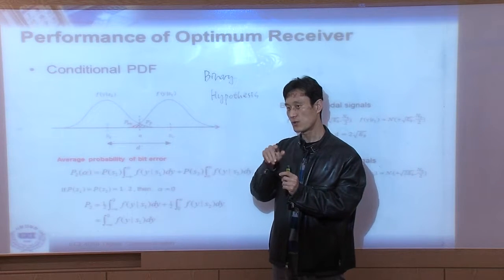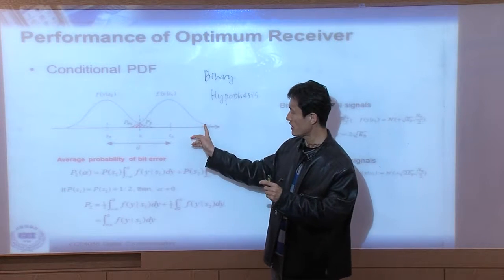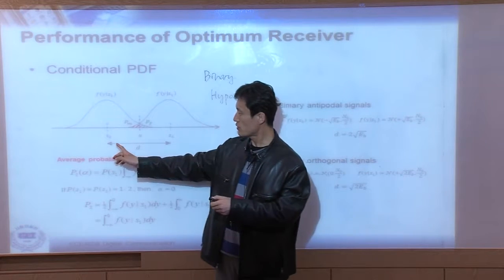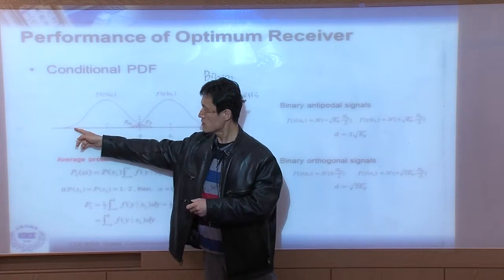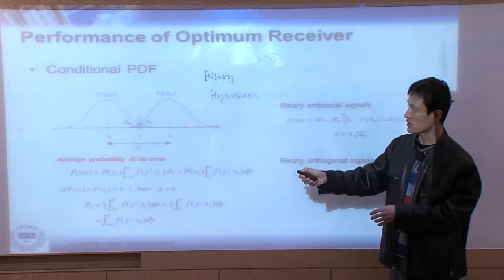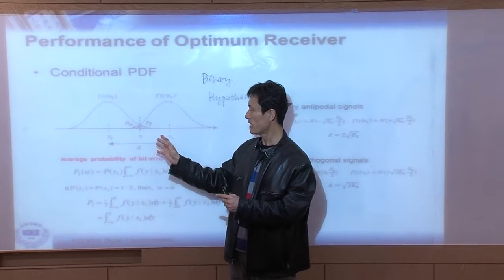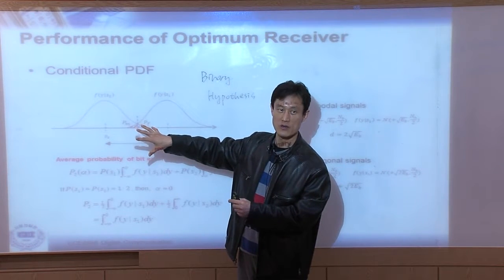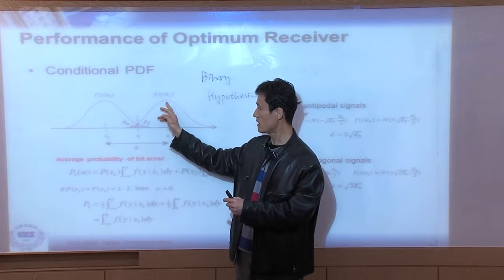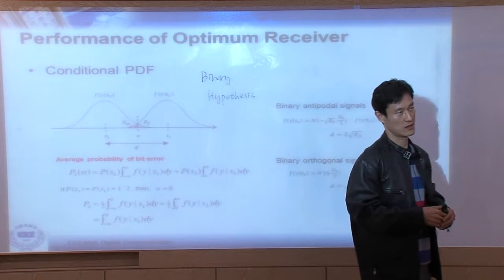So if you look at S1 plus N, S1 is a constant. When you draw S1 plus N, that corresponds to this Gaussian. Same way, when you draw S2 plus N, this is going to be the probability density function of S2 plus N. So this picture shows you S1 plus N and S2 plus N all in one picture. This one shows the probability density function of S1 plus N. This is the probability density function of S2 plus N. Okay?